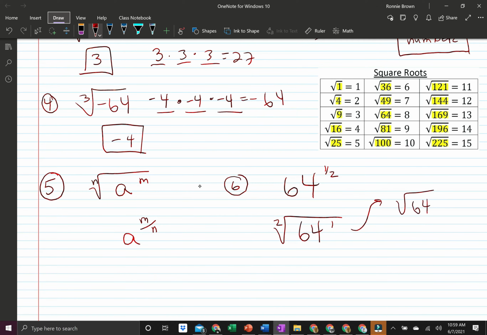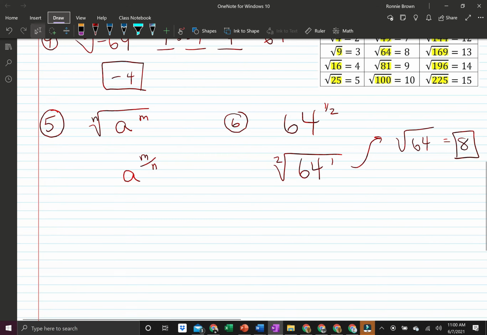I know that that 1 can be written, or if I don't write it, I know it really still is 64 to the first. And when I don't write anything in the index, there's implied to be an invisible 2. So then I take the square root of 64, which is 8. If your instructions just say to rewrite it and don't evaluate, you would leave it as the square root of 64. However, that's an easy one for us, so we can look up into our square root table, and we can say the square root of 64 is 8, because 8 times itself makes 64.